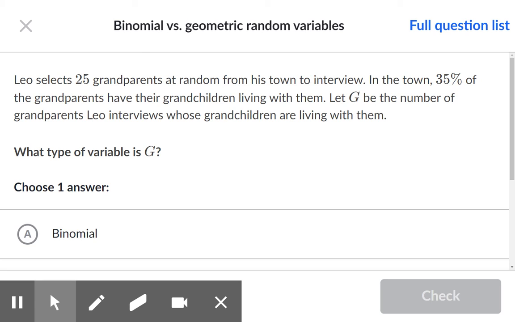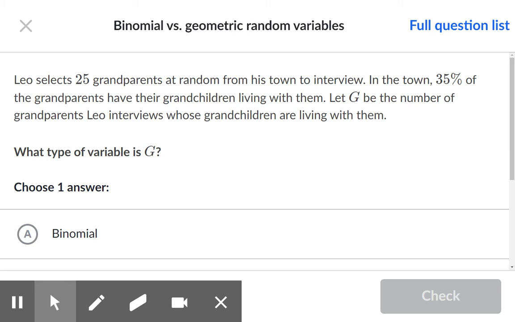S for binomial stands for same probability of success. It's the same idea, so same thing from here goes to here: same probability of success. So you really need to read the question to see if it satisfies B, I, T, S, or B, I, N, S. Okay, let's dive in.